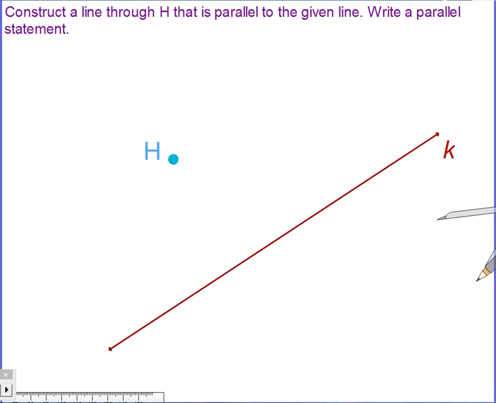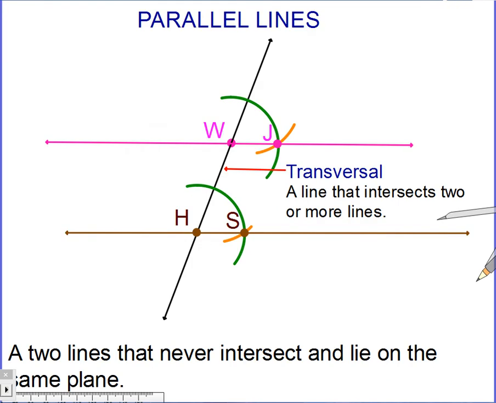All right. Here we're just repeating again and again. This line right here, I already said the word, is called a transversal. It's a line that intersects two or more lines. Two lines that never intersect and lie on the same plane are called parallel lines.